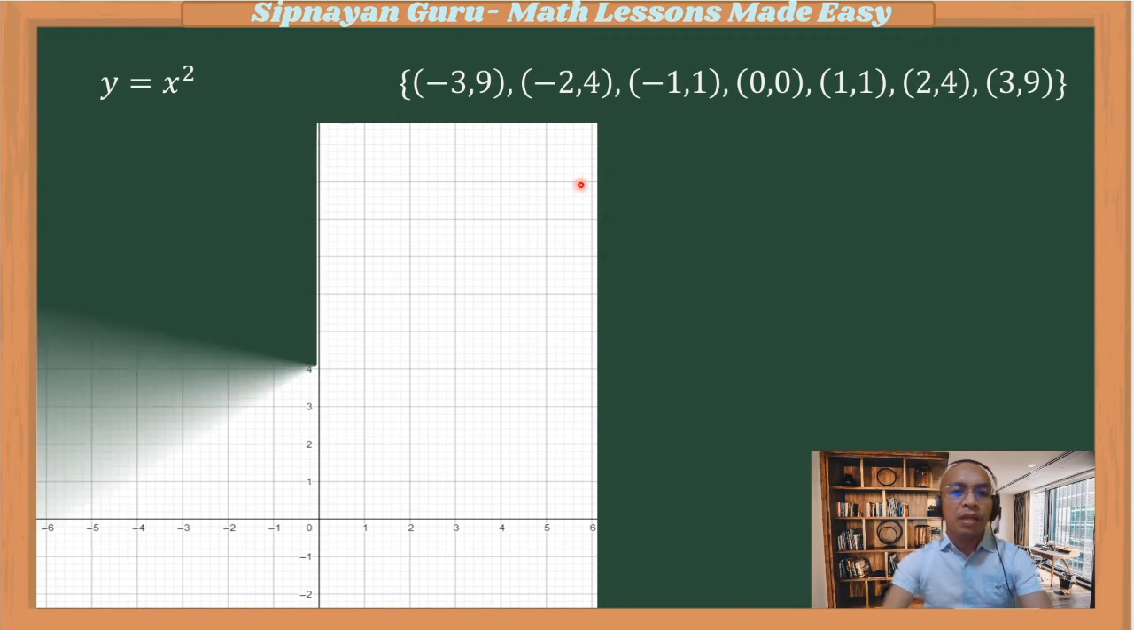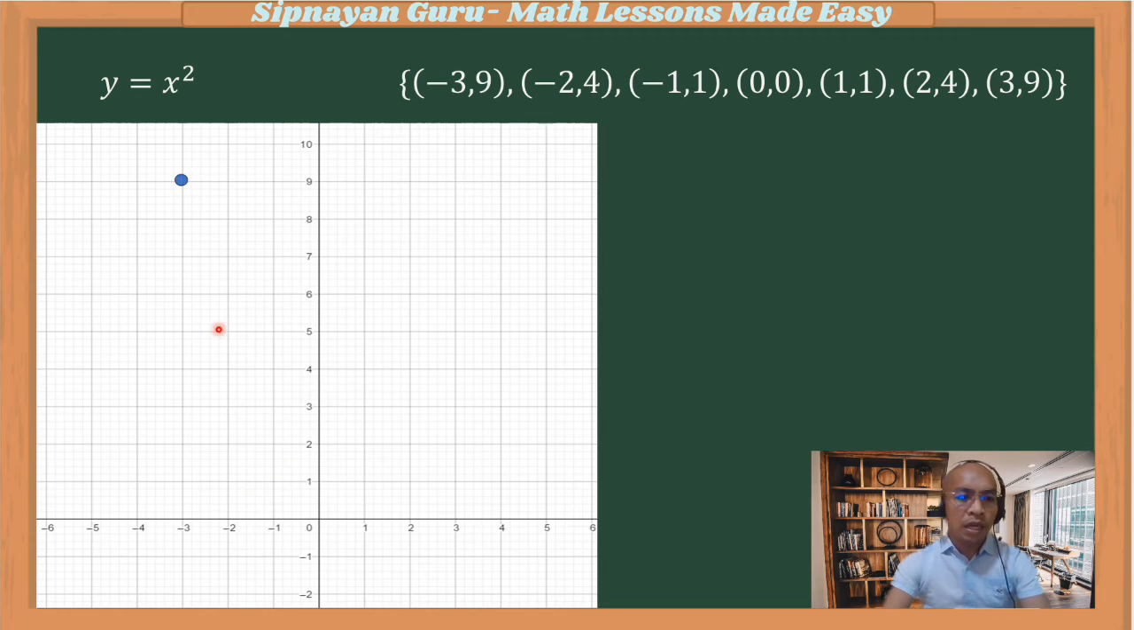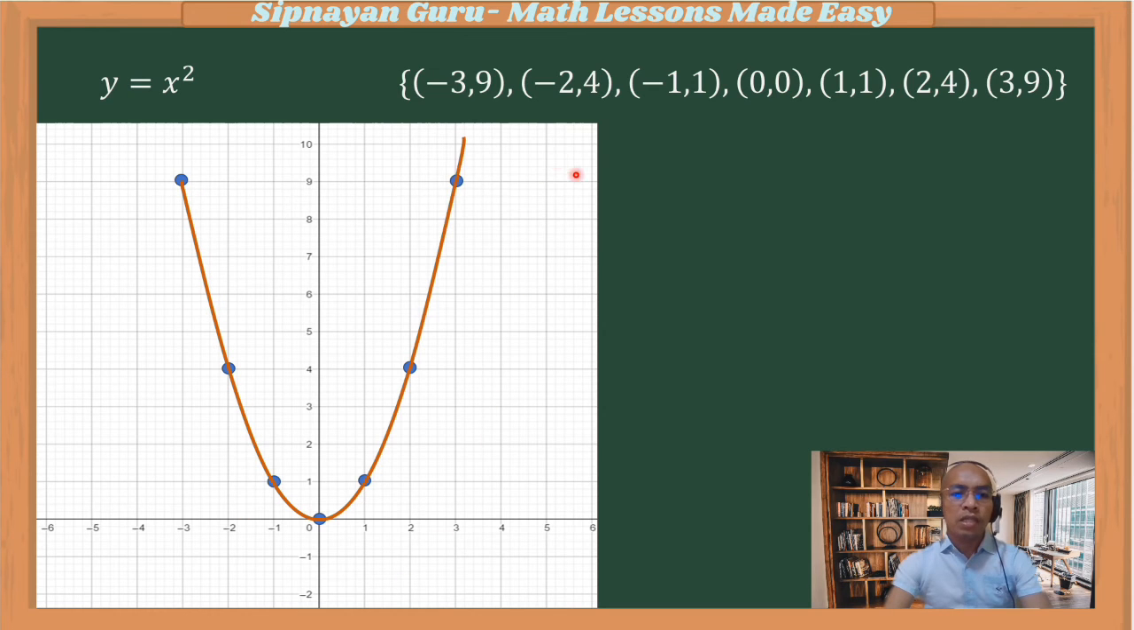If we plot them in the Cartesian plane, negative 3 and 9, so this would be here, negative 2 and positive 4, negative 1 and positive 1, 0, 0 at the origin, then 1 and positive 1, 2 and positive 4, 3 and positive 9. Connect these coordinates. So this is the graph of the equation y equals x squared.